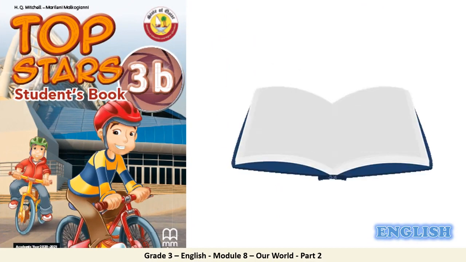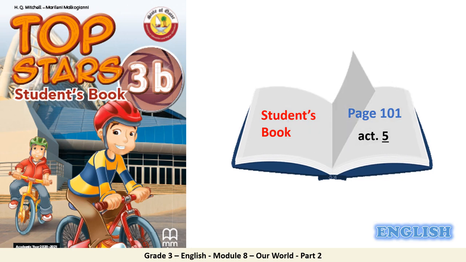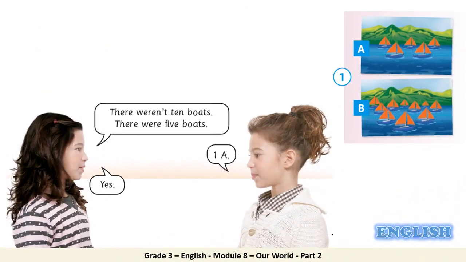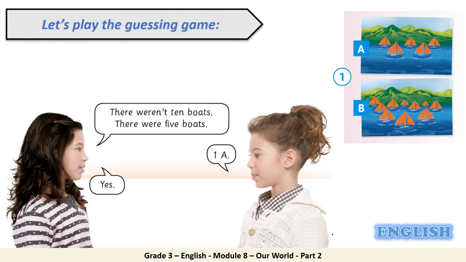Let's now move to our student's book, page number 101, to complete activity number 5. This is a speaking activity. Let's play the guessing game. Let's start by looking at the example. There weren't 10 boats. There were 5 boats. Which picture is it?